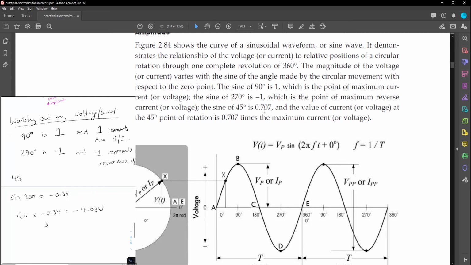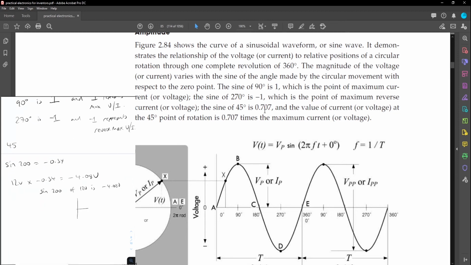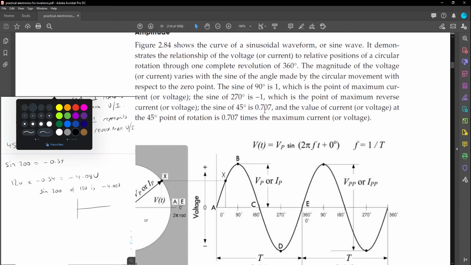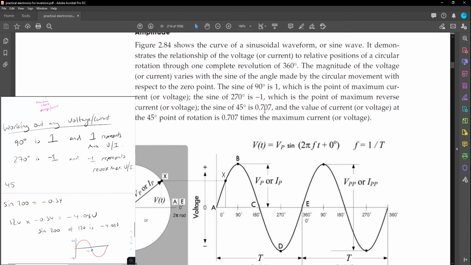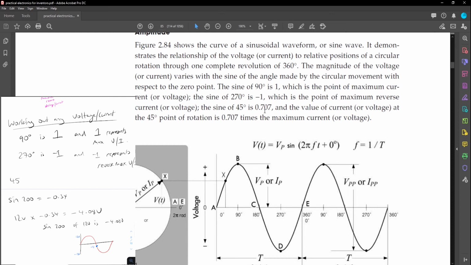So sine 200 of 12 volts is minus 4.08 volts, which on the graph would be here, if you had 12 volts there and minus 12 volts there. Yeah, I'm alright with that.